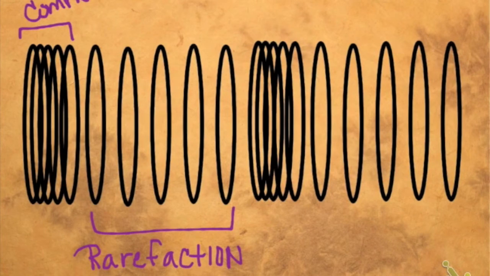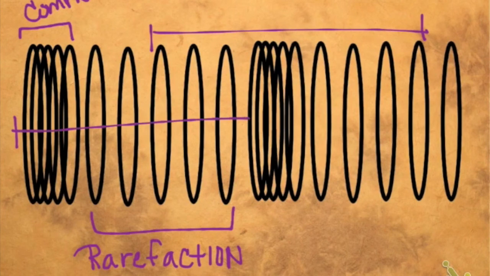When you have a wavelength, that's going to be your distance between two similar points, just like in the transverse wave. So whether you're measuring from rarefaction to rarefaction, or from compression to compression, these are all your wavelengths. And remember, this is the symbol for wavelength.